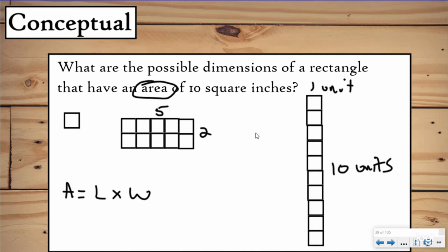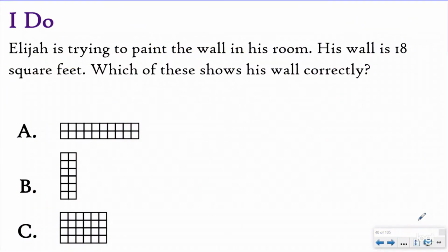These are 2 completely different rectangles, but the area is still 10. Now the good news about these questions that you might see if you were in a math class is most of them are multiple choice. So here's an example of how they might ask you this skill.